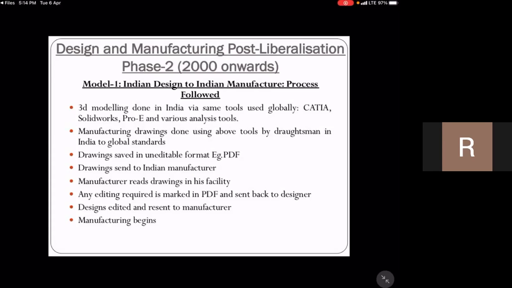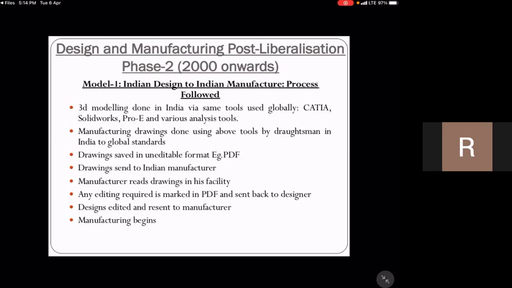From 2000 onwards, the Indian design to manufacturing process would change. There would be 2 or 3 models. Our first model would be that the 3D modeling would be done in India, and there were lots of 3D modeling courses available. Engineers from various institutes started learning 3D modeling. So we would do the 3D modeling.